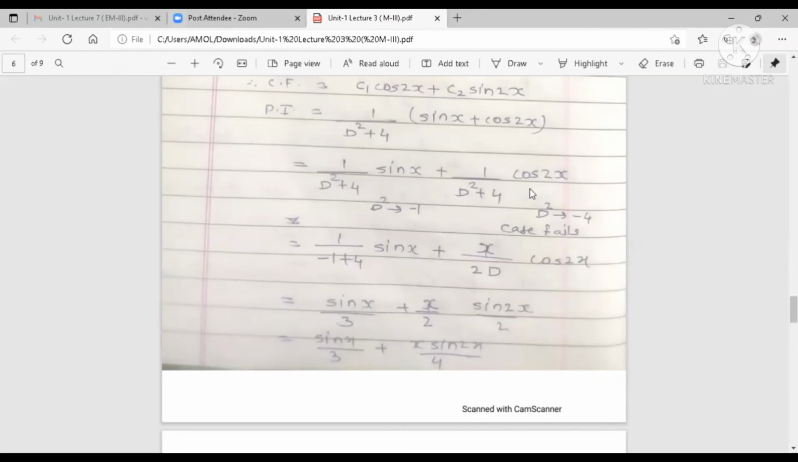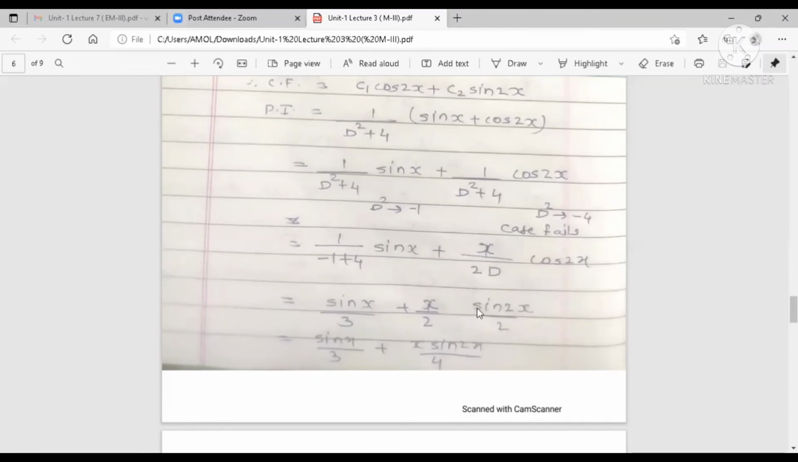Now the second term, the function is cos 2x. The same rule is there for the cos function also. The coefficient of x is here 2. So the value of a is 2. The square of a is 4. Replace your D square by minus 4. If we replace D square by minus 4, plus 4 is 0. The case fails. So multiply in numerator by x and then take the derivative of the denominator.